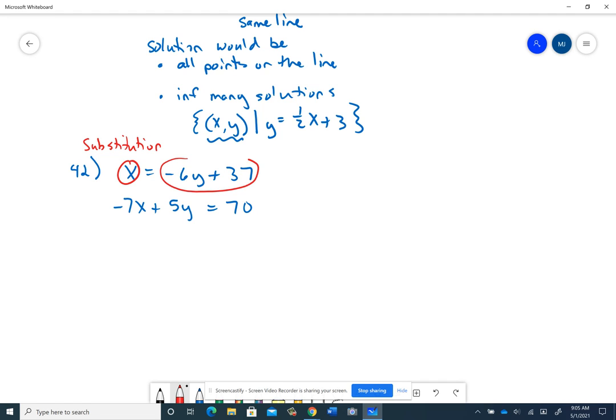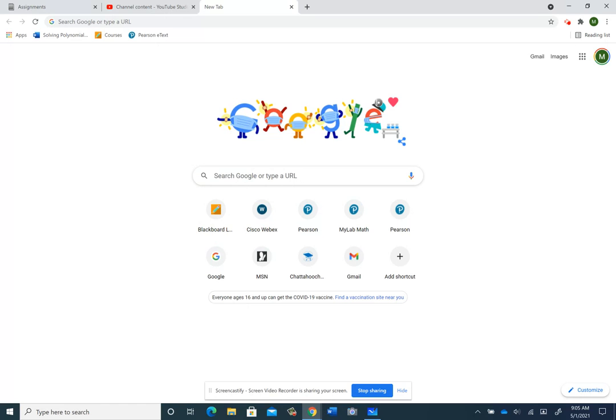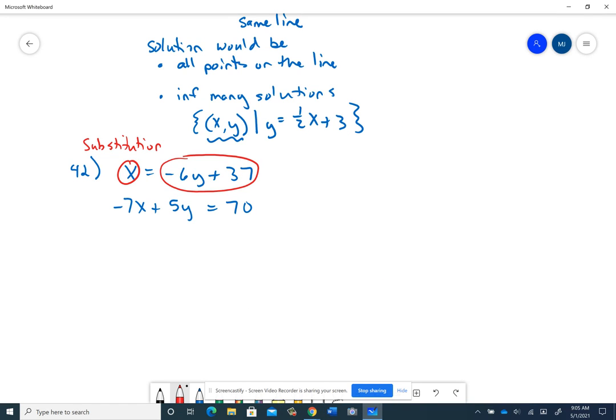So those are equal. The equal sign, oops. Let me get back to my whiteboard. The equal sign means x and -6y plus 37 are interchangeable. I'm looking for the point of intersection. So I should be able to plug that -6y plus 37 in for x. And I'd have -7 times the quantity -6y plus 37, plus 5y equals 70. This is the substitution step.